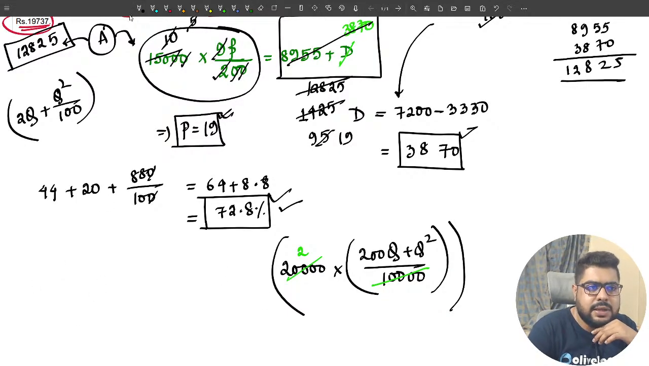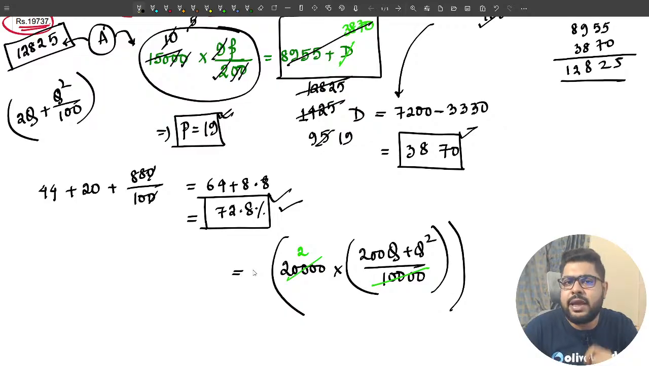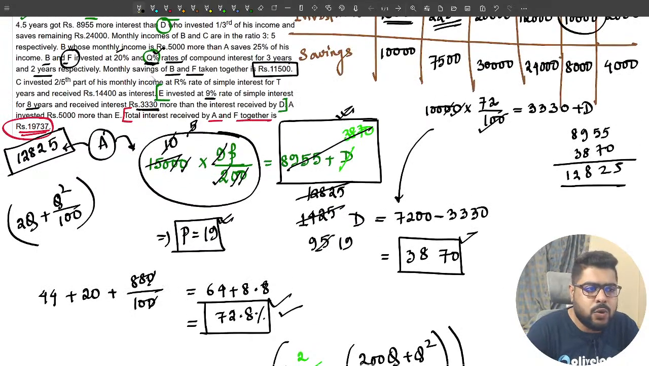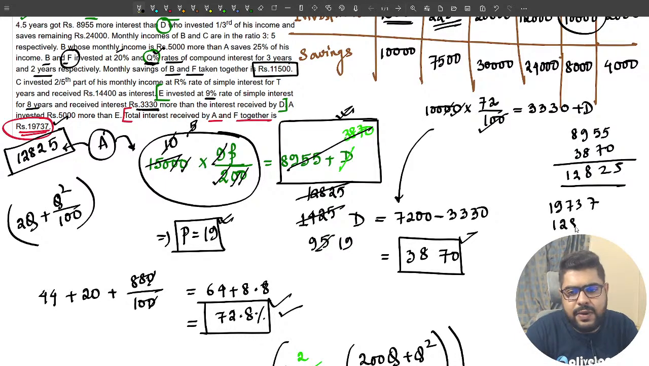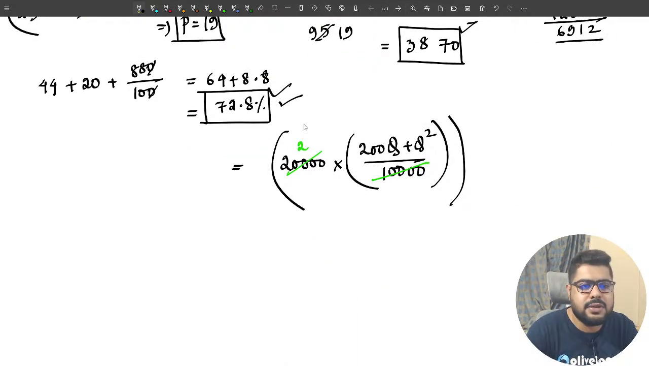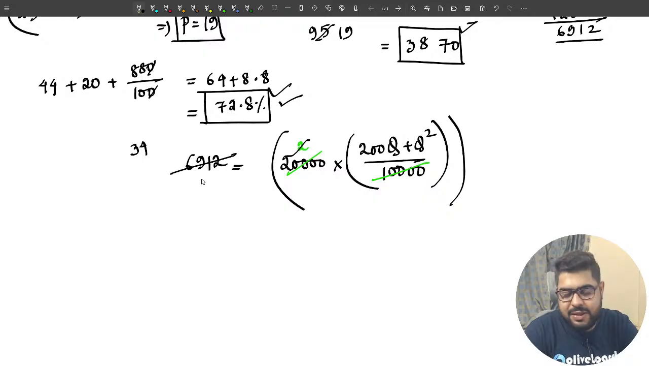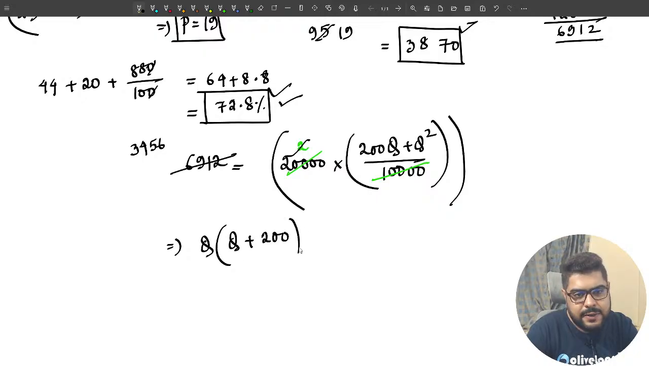We don't need anything. So the interest for F is going to be 90. Total is 19,737 minus 12,825. That is given. Why am I doing it? So this is 12. This is 9, 13, 6. 6,912, sir. Oh my god. Cancel by 2. 34 2s are 18. So 68. 5, 6. So it is Q into Q plus 200, that is equal to 3,456.